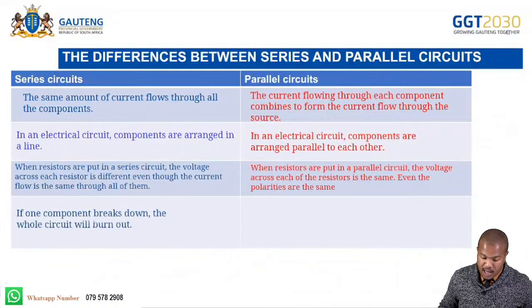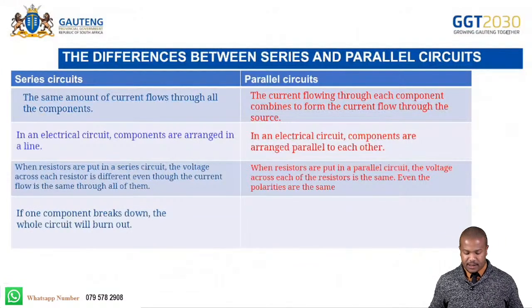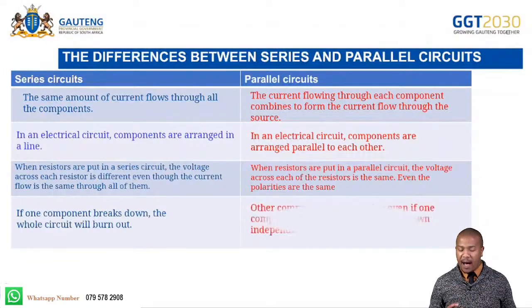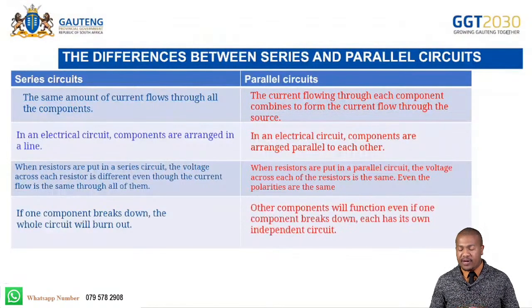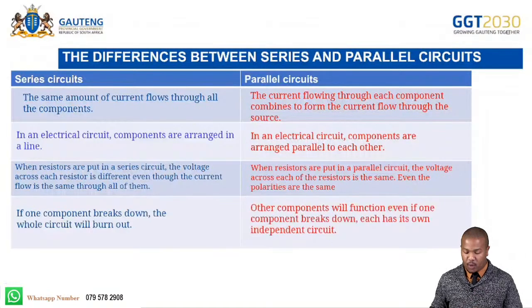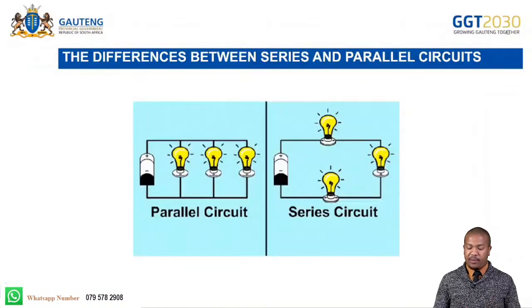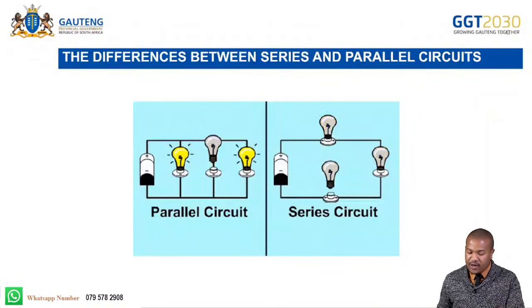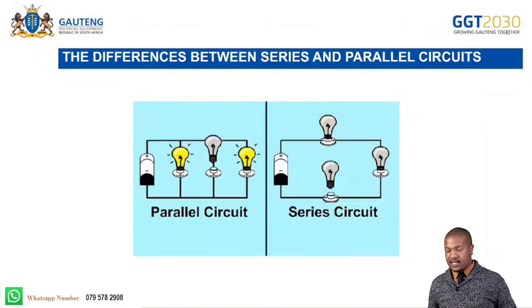Right. Also, in a series circuit, if one component breaks down, the whole circuit will burn out, right? The whole circuit will not continue to work. But in a parallel circuit, other components will continue to function even if one component breaks down, right? Because each has its own independent circuit or pathway, right? So in picture form, right, just to emphasize what we're talking about, these are the differences between series and parallel circuit, right?